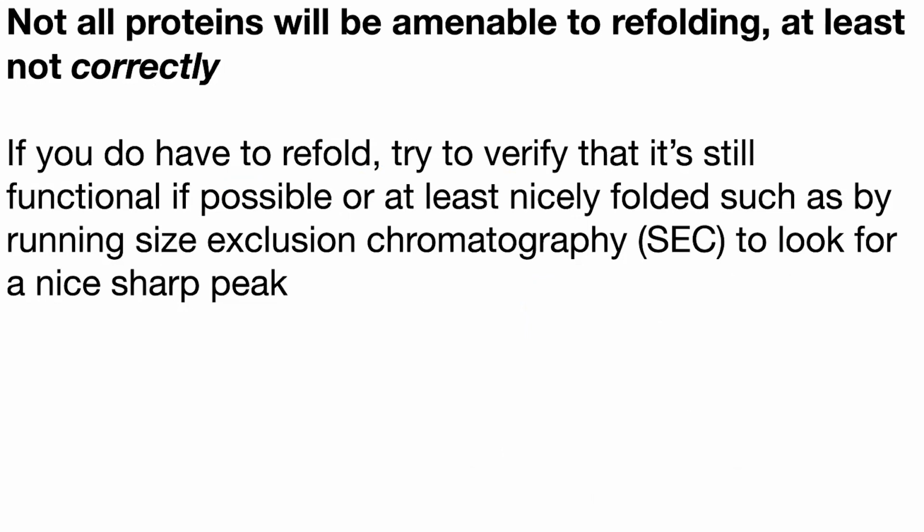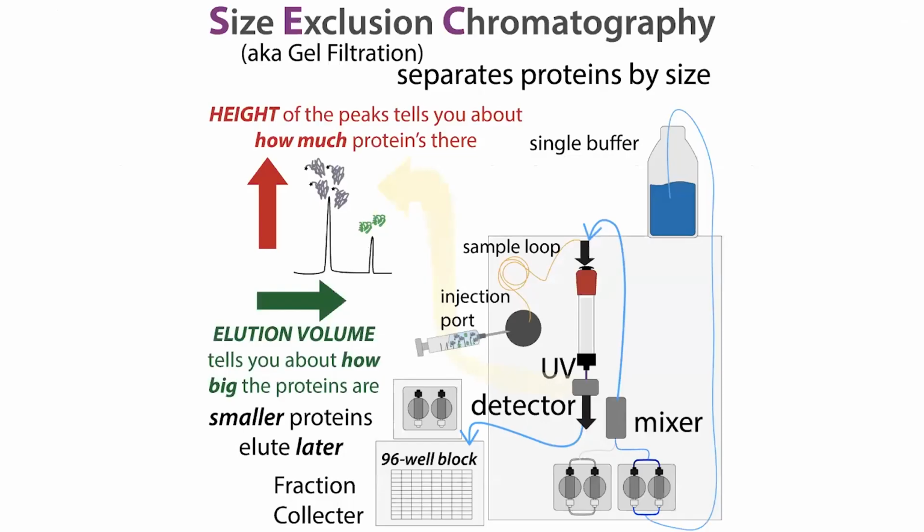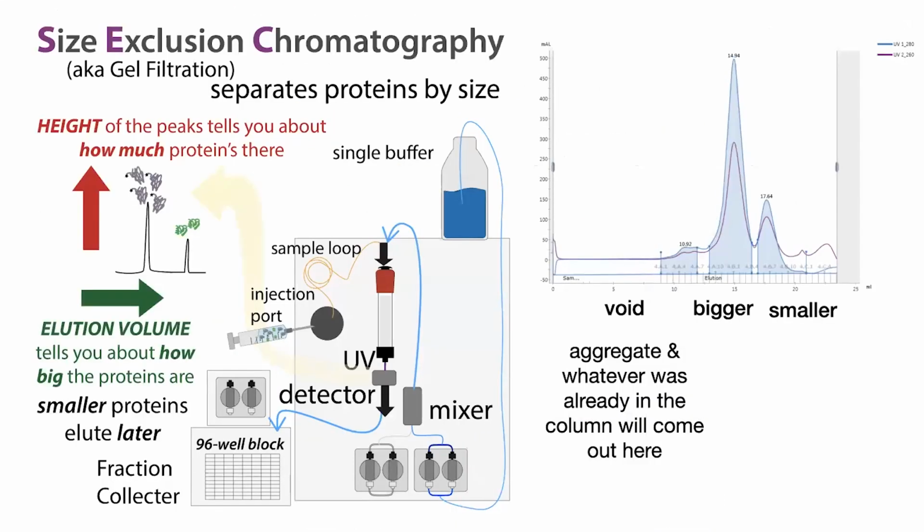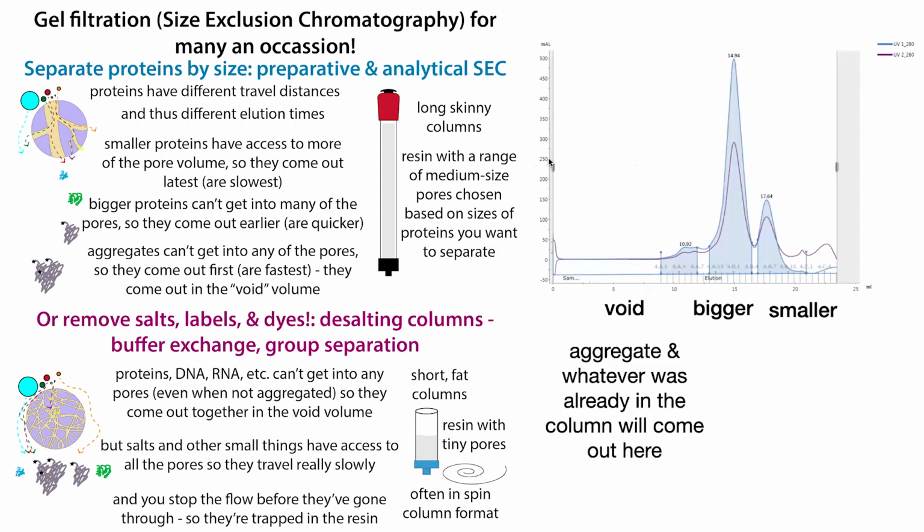A way that you can do this is by running a size exclusion chromatography, sometimes called gel filtration, column to look for a nice sharp peak. So this is another type of protein chromatography, and in this case, it's separating proteins based on their size. And what happens is that if you have a bunch of aggregate, that's going to come out in the void. Basically, it's just going to come out in the very beginning of the column. It's not going to go through the resin. It's going to go around the resin.